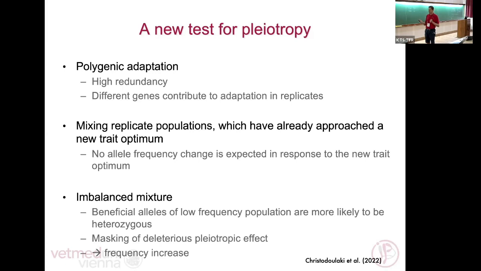And as a consequence, if there are negative pleiotropic effects, then these loci will be released from the cost of pleiotropy. Therefore, although we don't expect any frequency change because of adaptation anymore, you may expect that these alleles are changing frequency because of the relaxation of the pleiotropic costs.